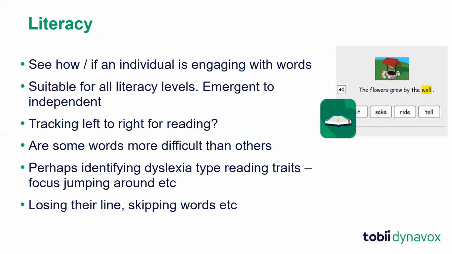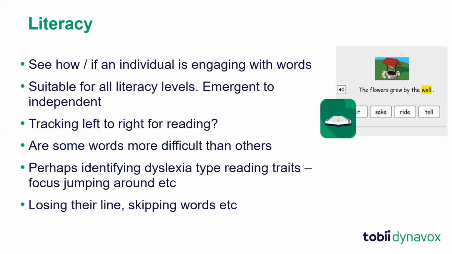All right, so another area where this has been used really successfully, and once again, our demonstration had a little bit of this in it, is when we're looking at literacy. So this is an area where someone might not be an eye gaze user, but by understanding what they're looking at, we can get some information and help around their literacy skills and what we might be able to do to help improve that. Because if we have a book on the screen, we can see how, or even if, the individual is engaging with the words.